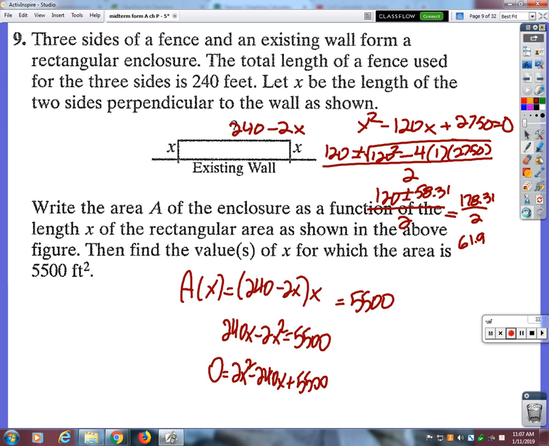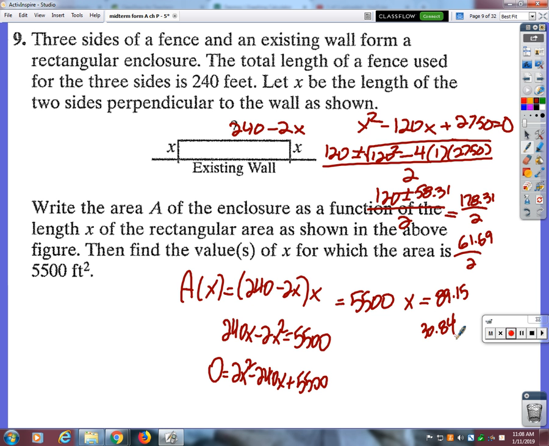61.69 divided by 2. Yeah, so what's 178.31 divided by 2? 89.15. Okay, and then 61.69 divided by 2 is, okay, so those are my two different options. Which one's the right answer? You have to plug it in. So which one are you going to plug in?